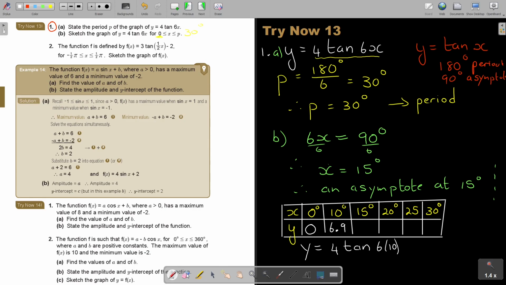And then I do exactly the same. Now I'm putting 15, and you can go and test it. I make a stripe like that, indicating the asymptote. Then I'm going to put 20. So it's 4 multiply tan 120, and that's negative 6.9. If I do it with 25, I get negative 2.3. And if I do it with 30, I get 0. Okay, now I'm ready to construct.